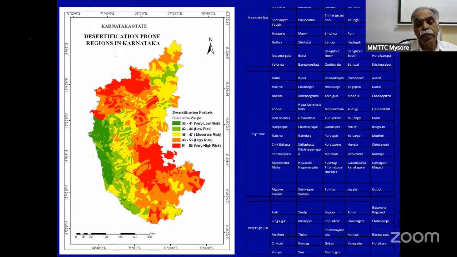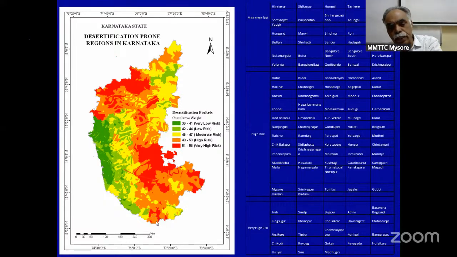When I completed this project, even people in the government and many research academicians did not know that a desertification process was going on in Karnataka. As I said, the transformation goes from humid to subhumid, to semi-arid, semi-arid to arid, and arid to dry condition. This is the process which leads to desertification. So I wanted to identify and inform the planning authority.